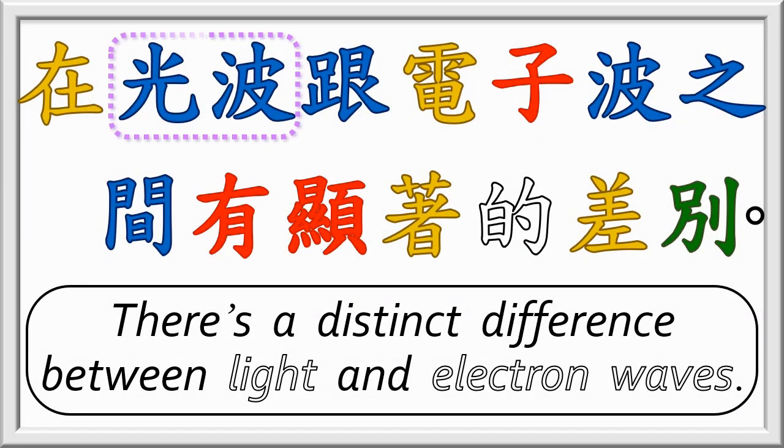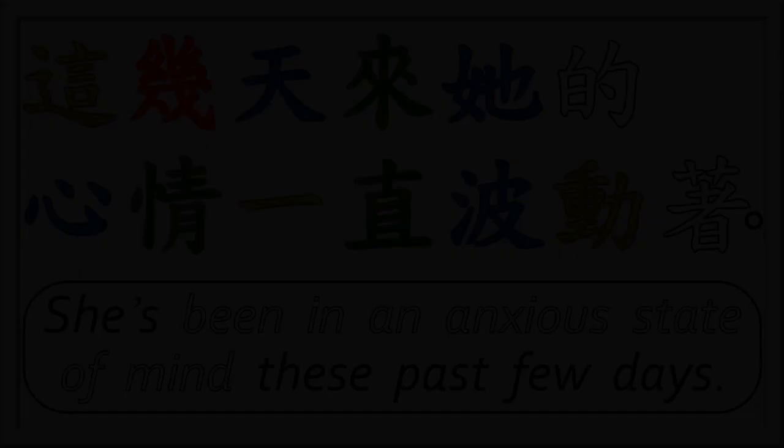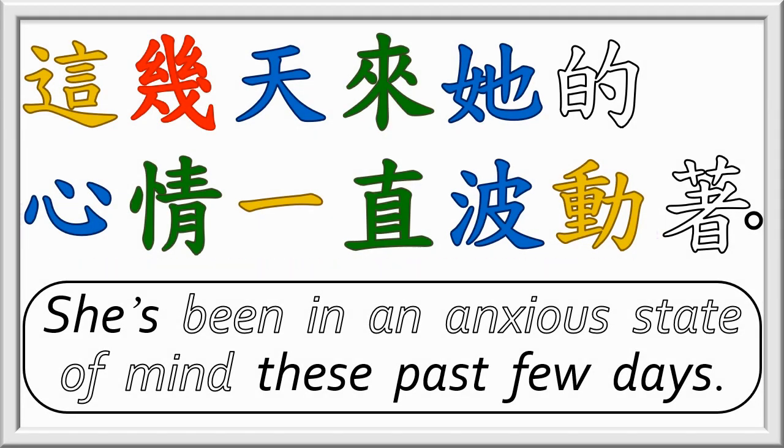在光波跟电子波之间有显著的差别. There's a distinct difference between light and electron waves. 这几天来，他的心情一直波动着. She's been in an anxious state of mind these past few days. 波动 means to rise and fall or fluctuate. Once started, waves ripple and spread outward, affecting everything in their path. So, 波及 has the meaning of involve, implicate, or entangle.